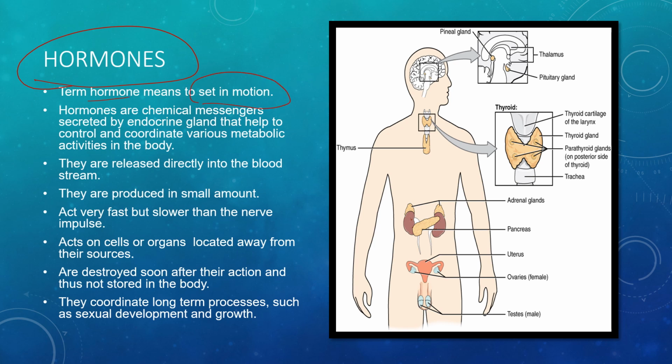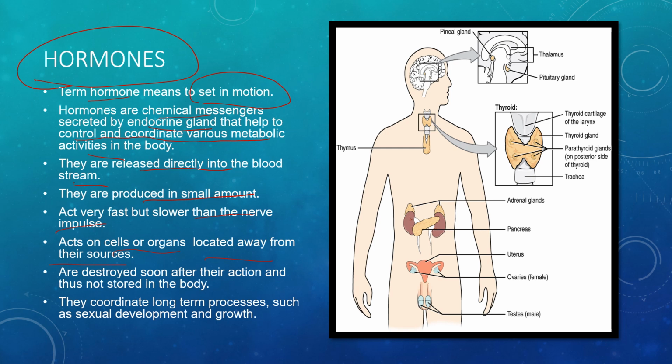So what are hormones? These are chemical messengers which are secreted by the endocrine glands, and they help to control and coordinate various metabolic activities of our body. They are directly released into the bloodstream, and they are produced in very small amounts, not in huge amounts. They act fast, but slower than the nerve impulse, and as we discussed in the previous slide, they are slower in action than the enzymes also. They always act on the cells or target organs which are located away from their sources.